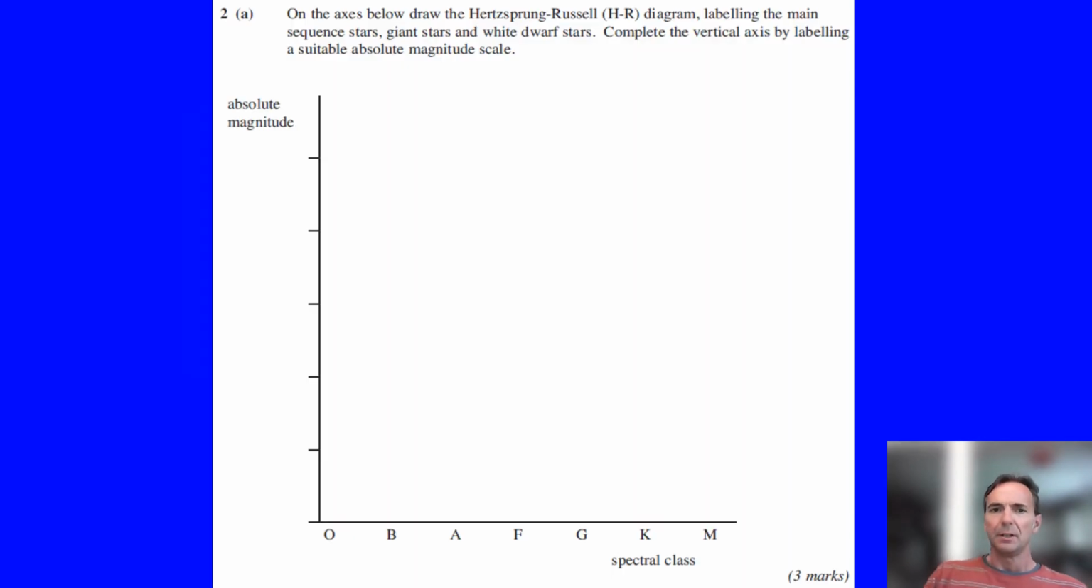Okay, right. So I promised this is what the questions look like. On the axis below, label the main sequence, giant stars, white dwarf. They've given you the spectral class, but they haven't given you the absolute magnitude. Remember, it's crazy. So get that magnitude right. Go back and watch the bit of the video that you want to check, and then do your sausages.